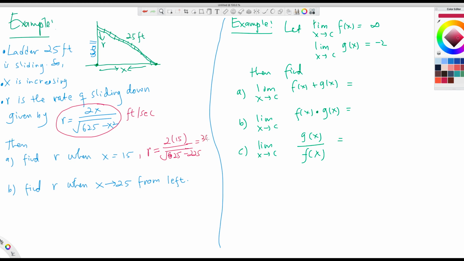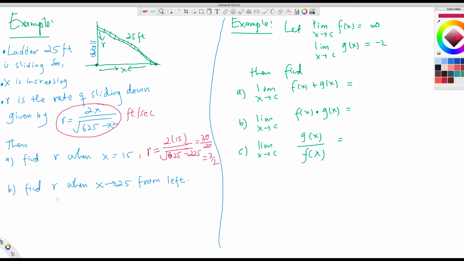It is 30 over the square root of 625 minus 225. How much is that? So it is the square root of 400, right? The square root of 400 is basically 20. So basically you get 30 over 20, which is 3 over 2 when you divide by 10, right? So that is r, the rate of change when this is sliding down. So this is the rate of change of the height.